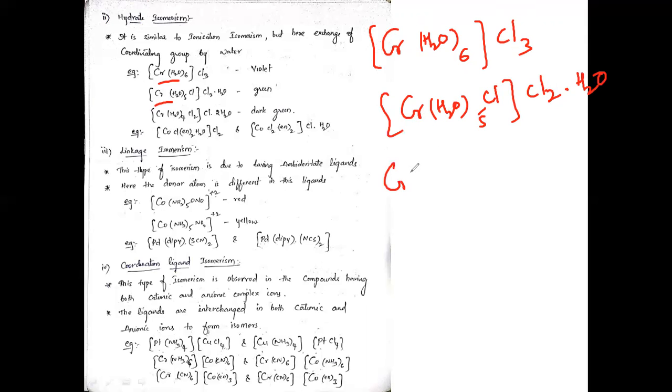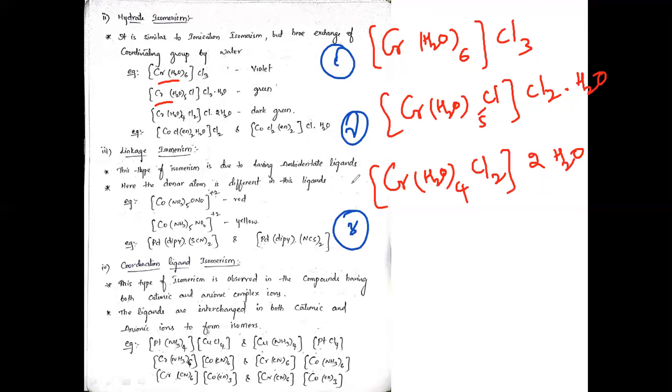And you can take many such examples. Cr with H2O 4, and I will write Cl2, and I will write 2 moles of H2O here. So what is actually the difference between all these examples? You can easily understand here. The molecular formula is the same, but the difference is in their structure, and the structure is also different with their hydrates.